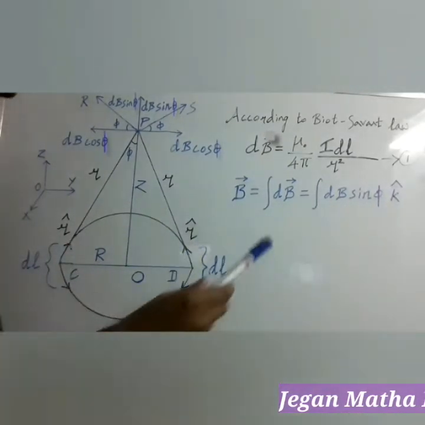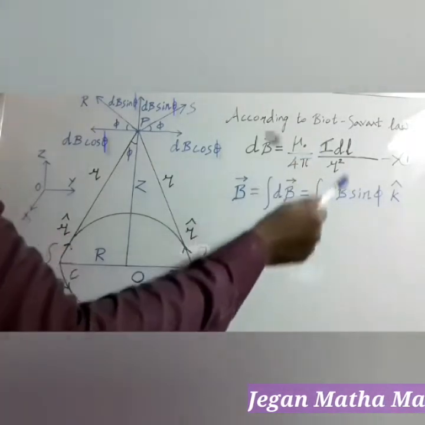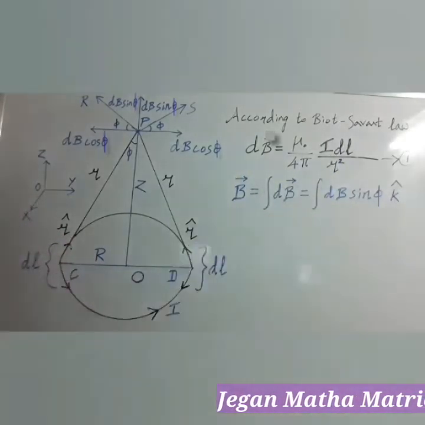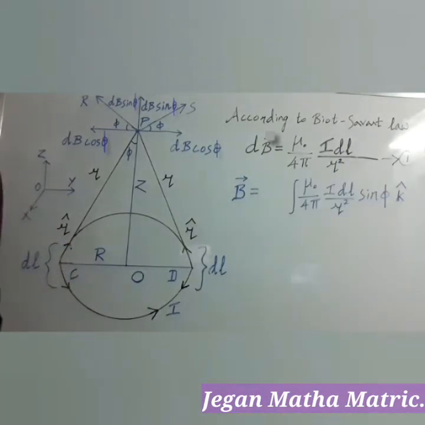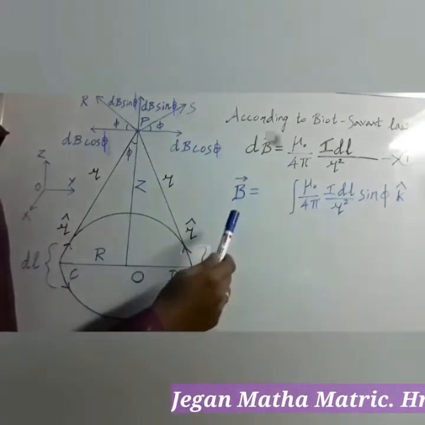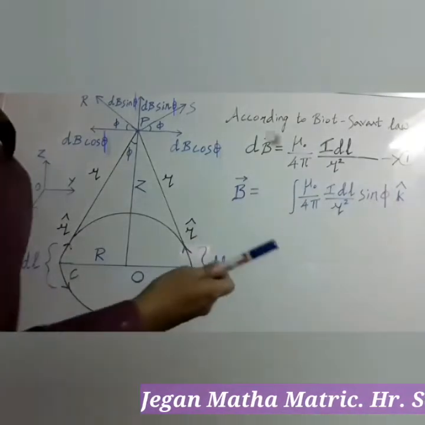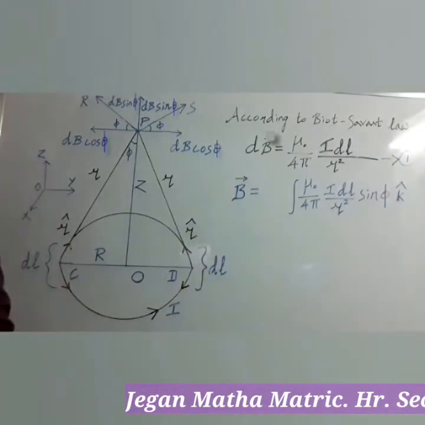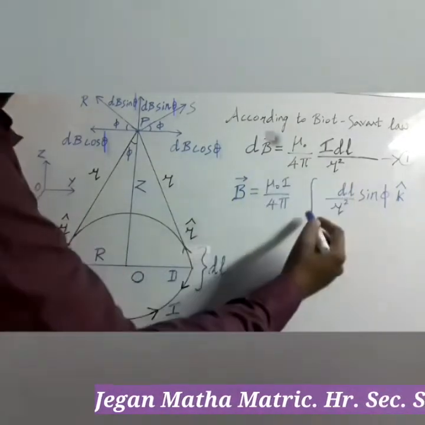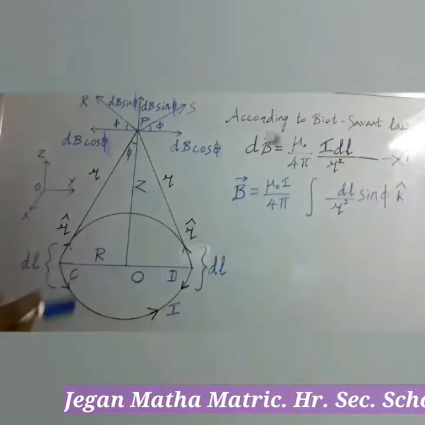Now we can apply the value of dB from the first equation. So from the first equation we can substitute the value of dB. Here I have substituted the value. In this expression, constant values can be taken out of the integration. So what are the constant values there? Now the constant values are taken out. So we are going to integrate dl by r square sin phi k cap.